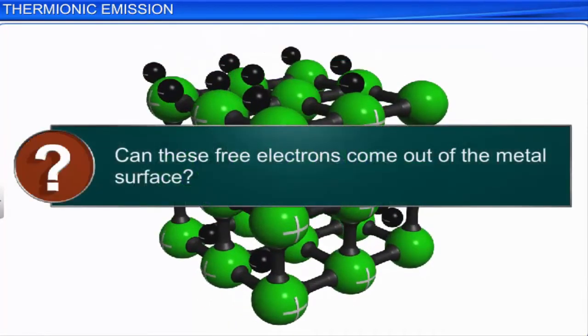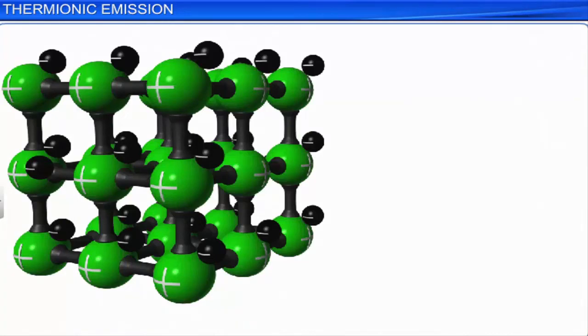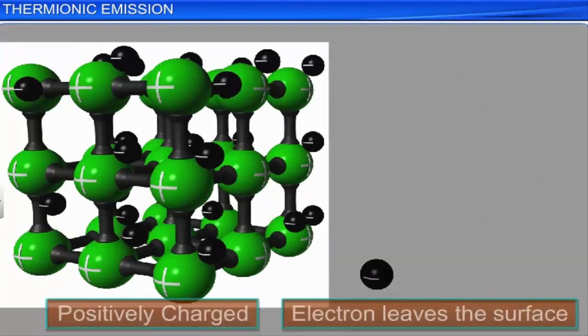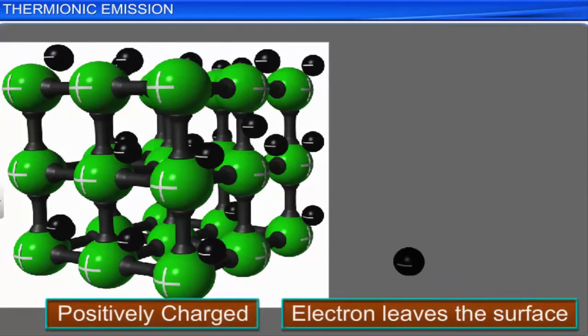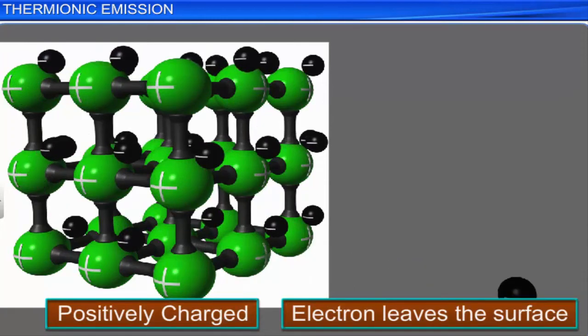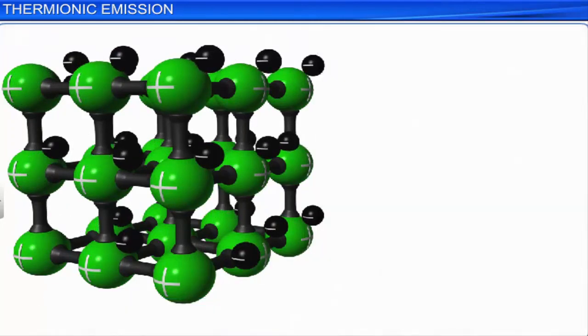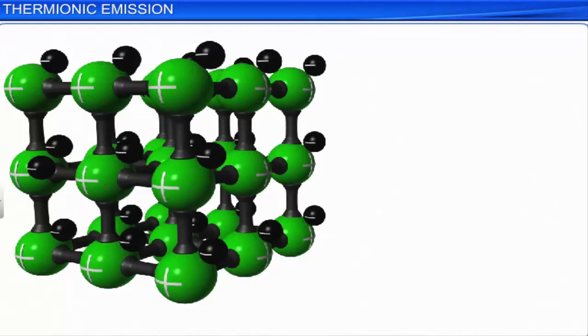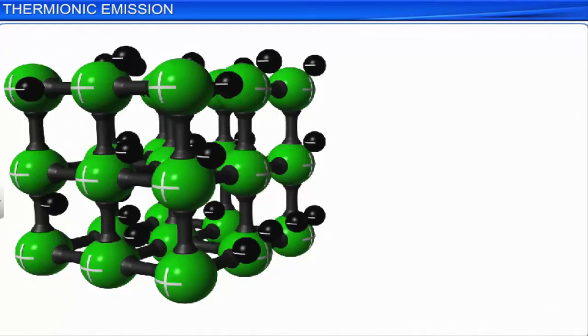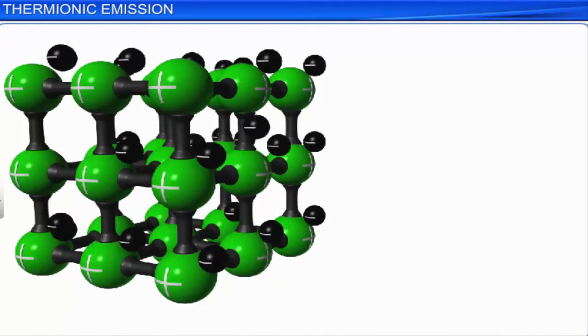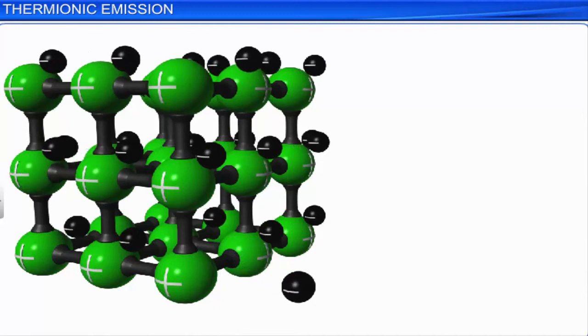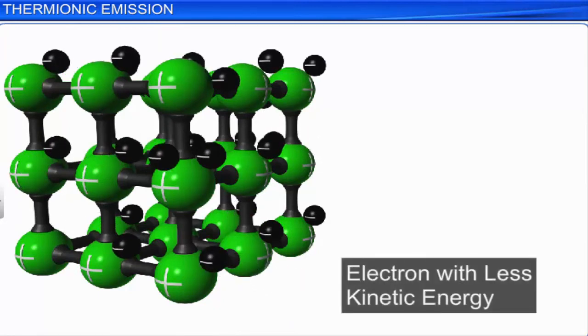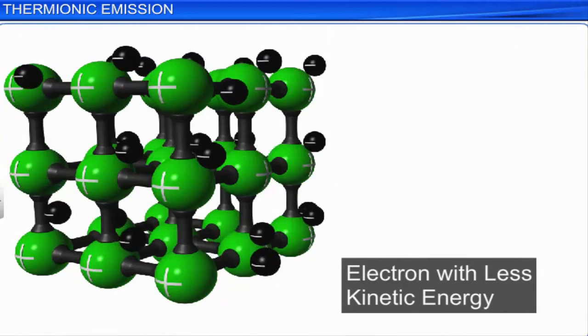Can these free electrons come out of the metal surface? If an electron leaves the surface, the metallic body becomes positively charged and attracts the electron back to the surface. In order to escape from the metal surface, an electron needs sufficient kinetic energy. If the kinetic energy is less, the electron is attracted back to the metal surface.